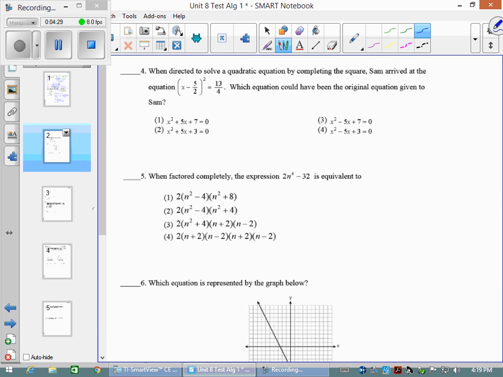Question 4 is asking us to take this quadratic that was being solved by the student Sam. They were asked to complete the square. Which equation could have been my original equation to the one that is shown here?